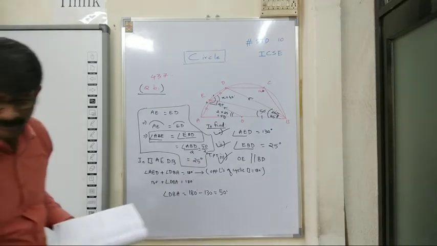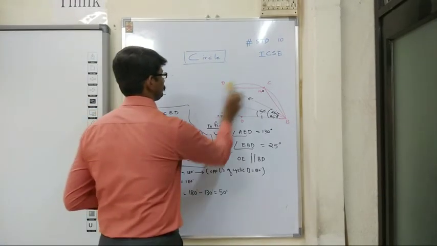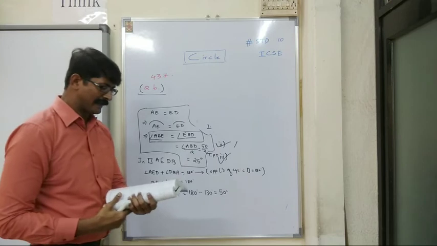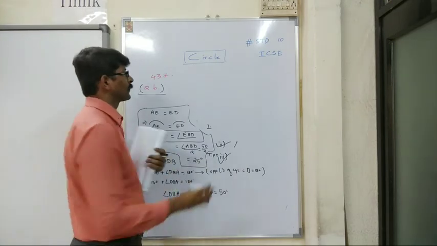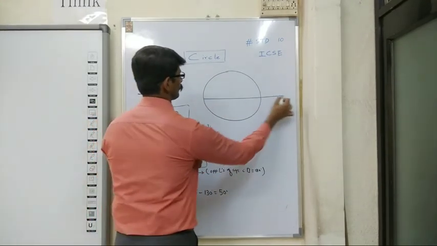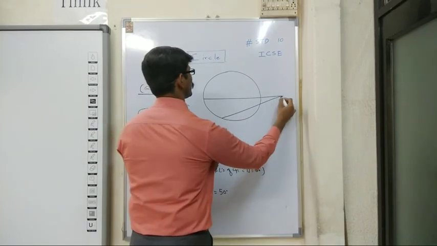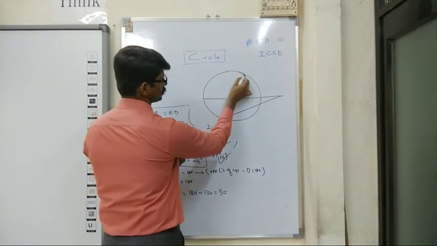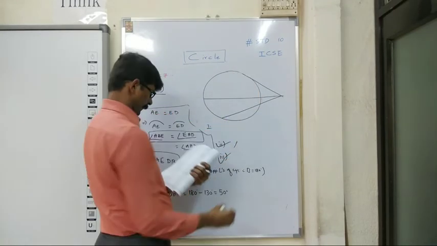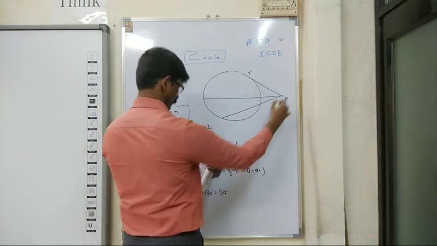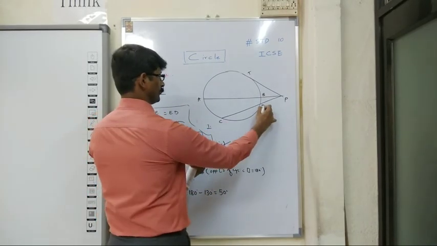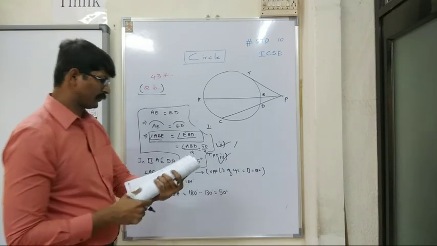Okay, so what is the next sum? The next sum is, we'll do some more sums based on tangent properties. There is one circle and these two chords are intersecting externally, and then there is one tangent, touching like this. And this is T, this is P, and this is A, this is B, this is C, and this is D. And what all things are given to us?